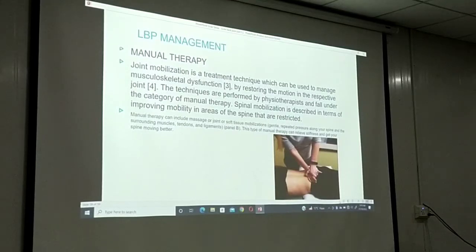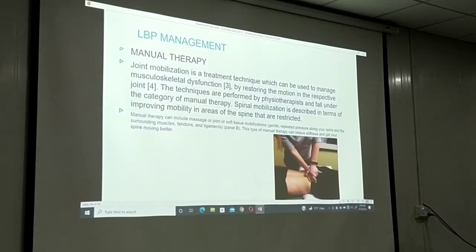Physiotherapy management for low back pain is becoming a first line of treatment. Starting with manual therapy. Manual therapy is a very important component to manage low back pain. Joint mobilization is a treatment technique which can be used to manage musculoskeletal dysfunction by restoring the motion of the respective joint. These techniques are performed by physiotherapists and fall under the category of manual therapy.